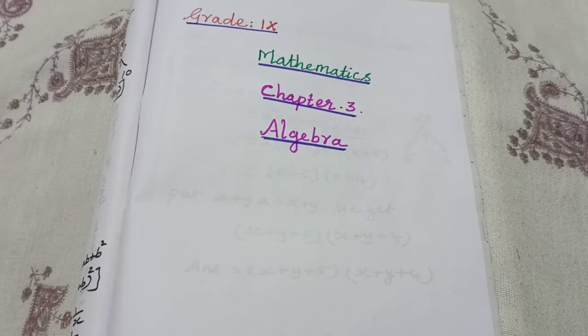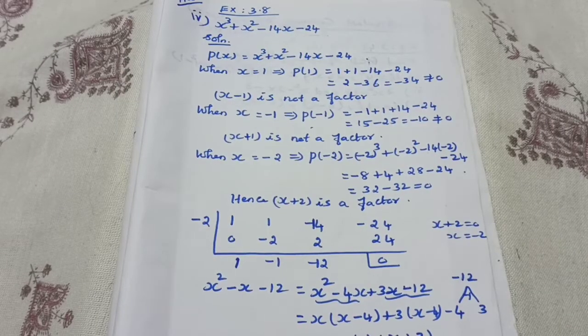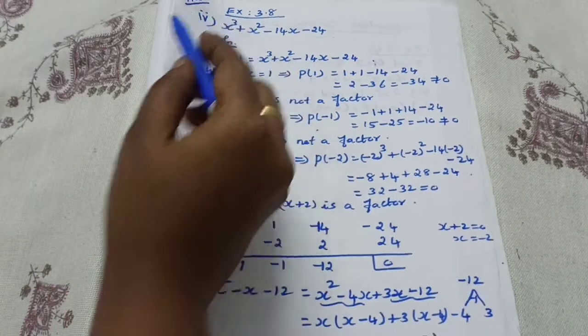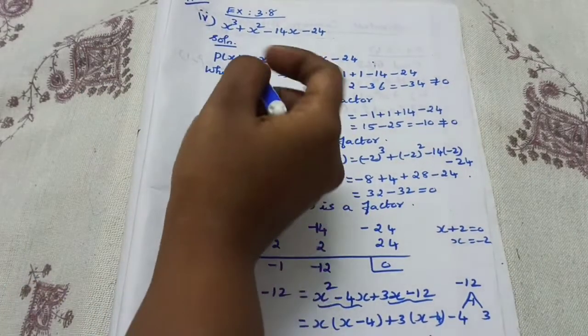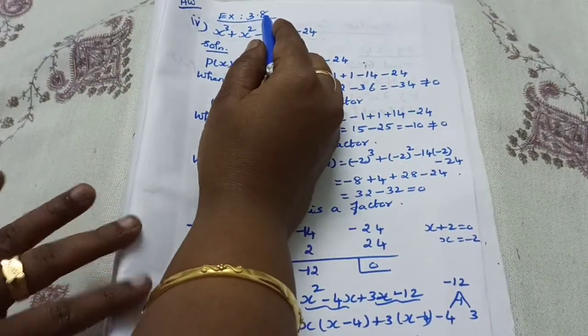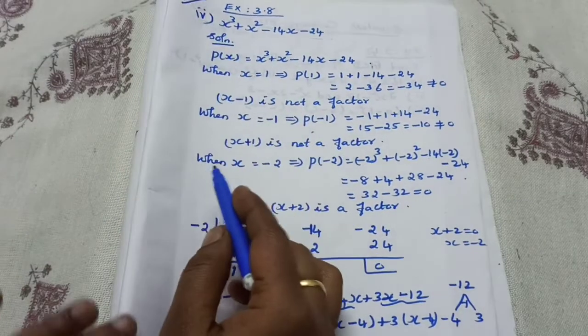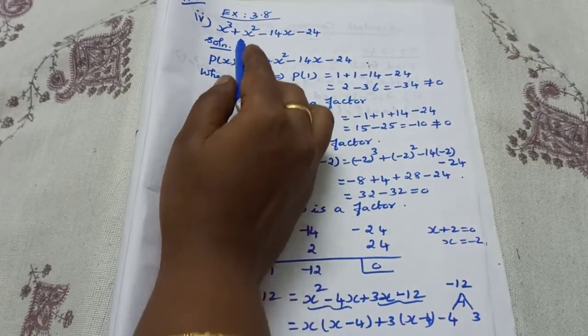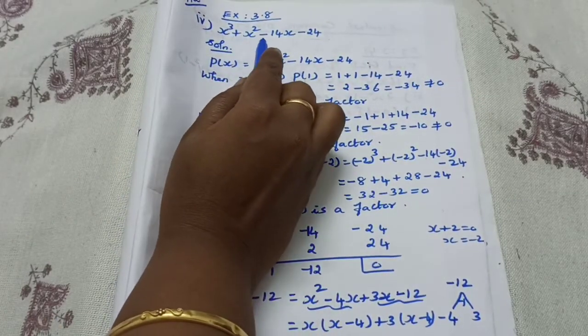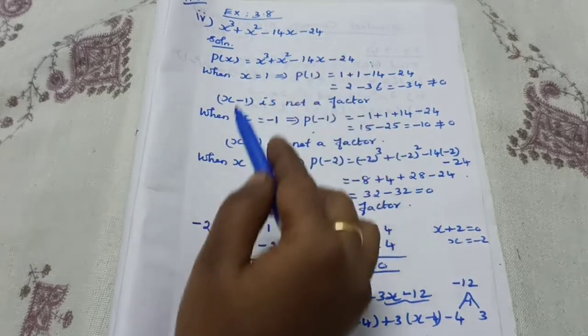Today we are going to see the continuation of the third chapter, Algebra. Dear children, take your third chapter note and start writing. Children, take your homework and check your answers. Exercise 3.8, fourth sum. Factorise the following: x cube plus x square minus 14x minus 24.